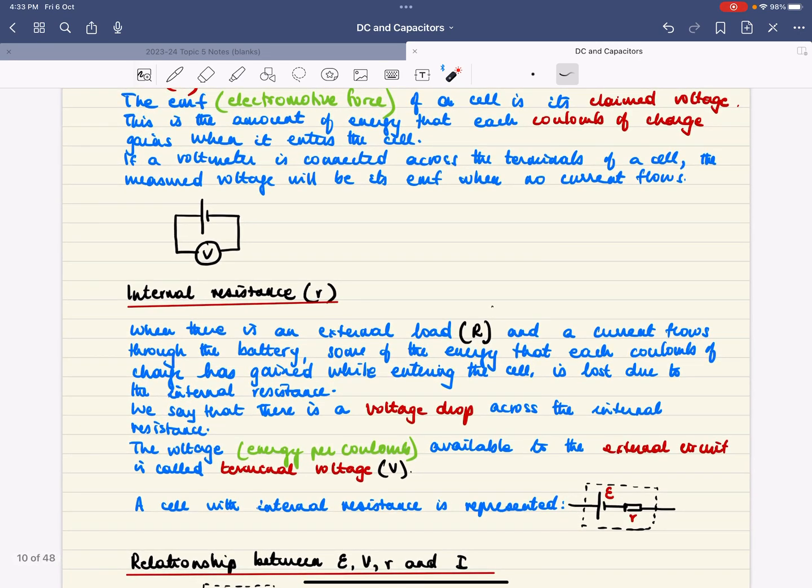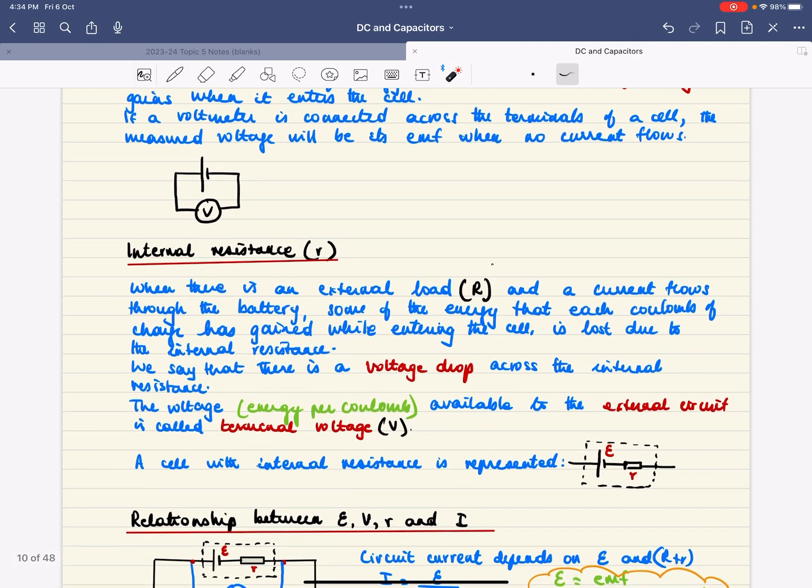So, internal resistance. When there is an external load and a current flows through the battery, some of the energy that each coulomb of charge gained while entering the cell is lost due to its internal resistance. We say that there is a potential drop, or a voltage drop, across the internal resistance. The voltage, which is the energy per coulomb available to the external circuit, is called the terminal voltage.